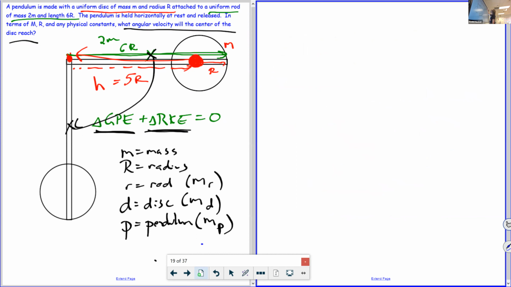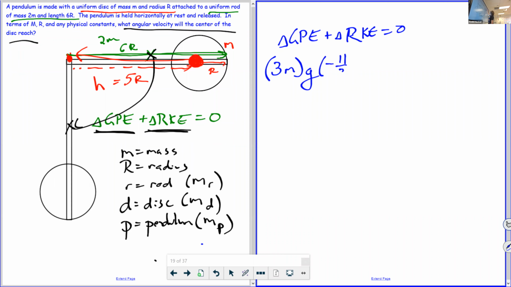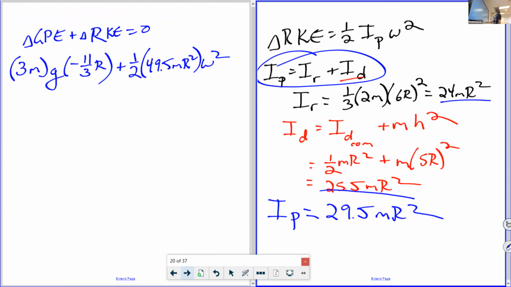So now, here we go. Change in GPE plus change in RKE has to be 0. So our change in GPE is the mass of the pendulum times g times our change in height. Right? Remember, that was the center of mass of the pendulum. Plus our change in RKE, which is 1/2 times I times omega squared. Shoot, I added wrong, didn't I? 24 plus 25.5 is 49.5. Sorry about that. Mr squared.